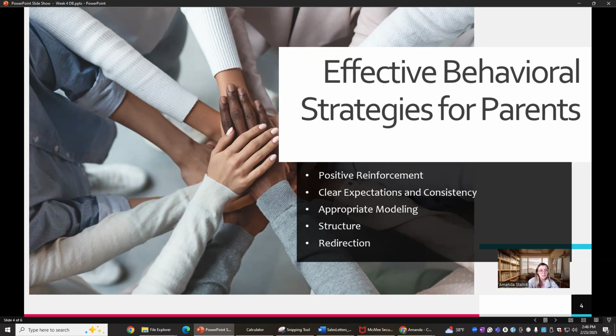Children with behavioral disorders often thrive in a predictable environment. Having a clear, structured routine for daily activities helps reduce anxiety and uncertainty. It also ensures that children understand what is expected of them at different times throughout the day.